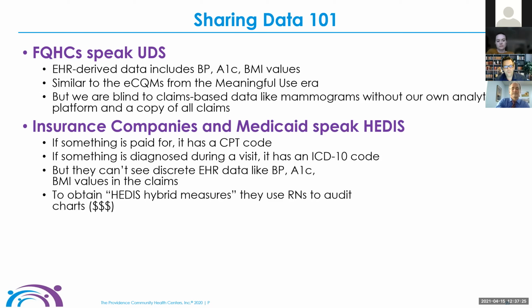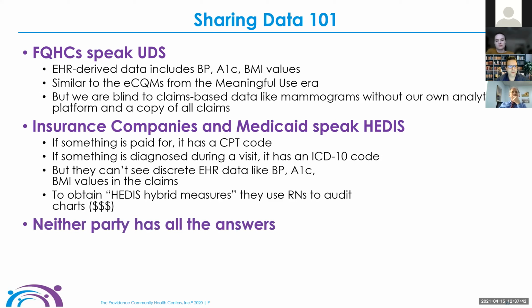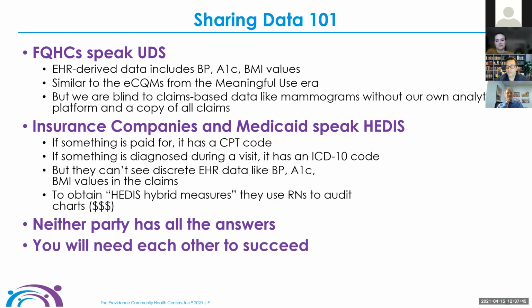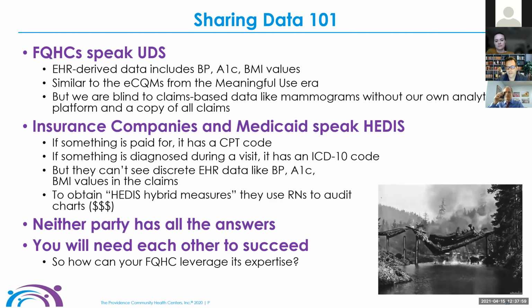And to figure out any kind of hybrid measure, anything that has to be extracted from the EMR, a lot of times at the end of the year, it comes down to them auditing by hand, getting a nurse to look at your electronic medical record, which is both expensive and potentially fraught with the usual human error. So neither of us have all of the information. We do need each other actually to succeed in this until at least we have those HIEs fully up and running. And I think we have to figure out how we can leverage our expertise in this setting in order to avoid this wonderful train wreck on the bottom right.